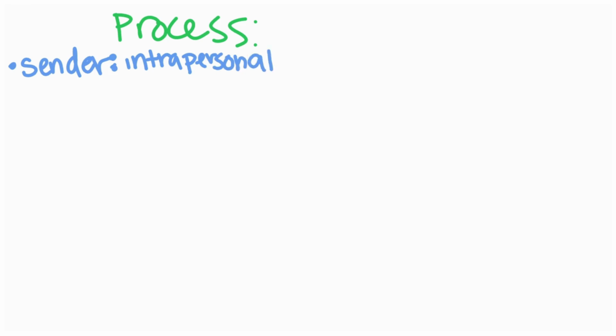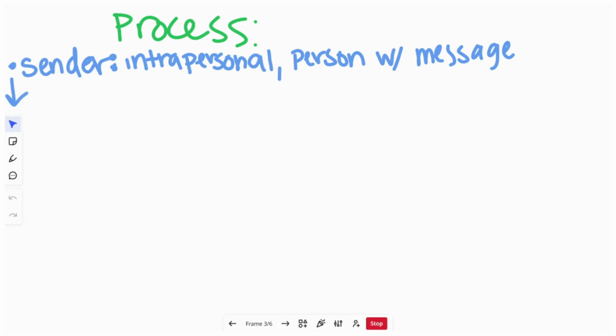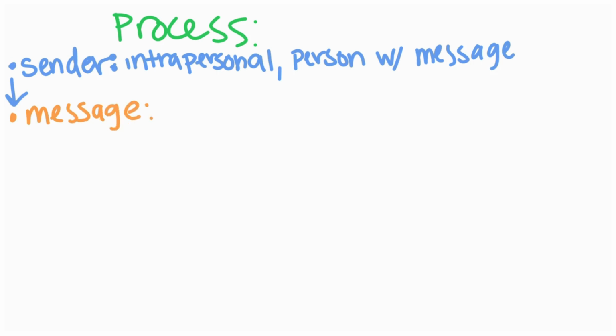And it's just a person with a message, with a piece of information. It's not even a message yet, but they need to communicate this. Now you're going to move on and you're going to have the message. Now the message is where encoding happens. So very important that you know this. This is encoding.